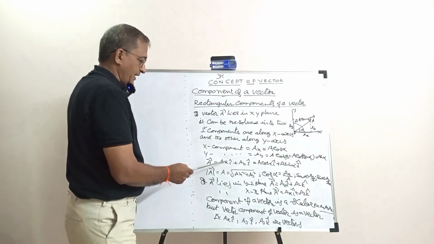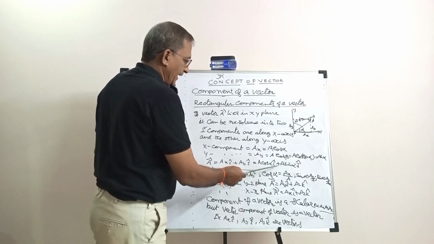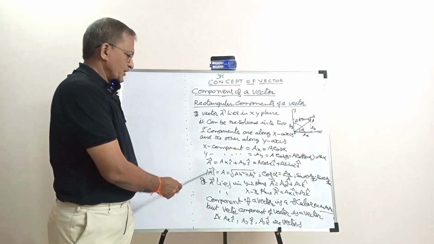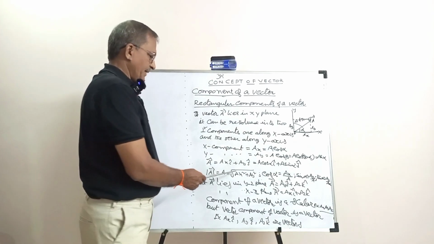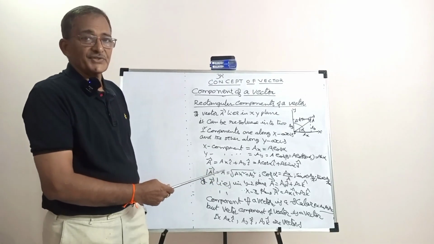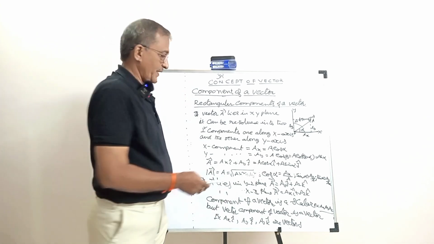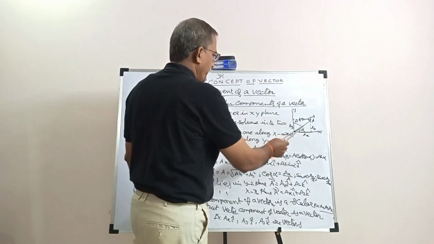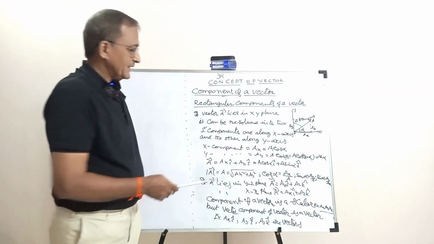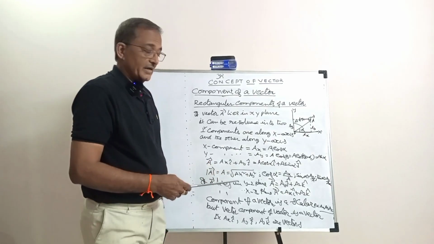That's why A bar is equal to Ax i cap plus Ay j cap, which is also A cos alpha i plus A sin alpha j. Here, the modulus of A bar is represented as root over Ax square plus Ay square according to Pythagoras theorem. Hypotenuse square is equal to side square plus side square. A bar is representing the hypotenuse, and Ax and Ay are the two sides of a right-angled triangle. That's why the magnitude A is equal to root over Ax square plus Ay square.